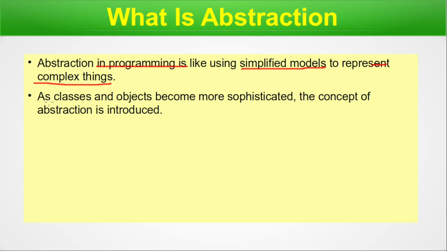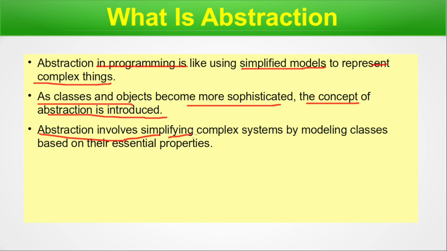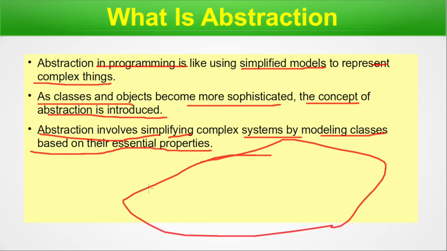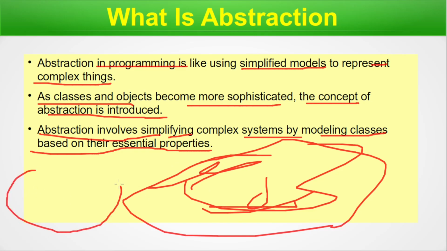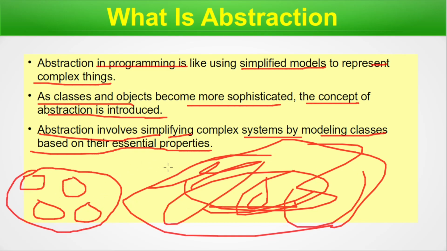As classes and objects become more sophisticated, the concept of abstraction is introduced. So abstraction was needed. As I said, object-oriented programming evolved over time. This abstraction is introduced to make things simpler. Abstraction involves simplifying complex systems by modifying classes based on their essential properties. Abstraction is nothing but here we have complex data and we are redrawing the data with much simpler concepts or simple shape and size. The complex data we have and we are giving it a simple shape, that is called abstraction.